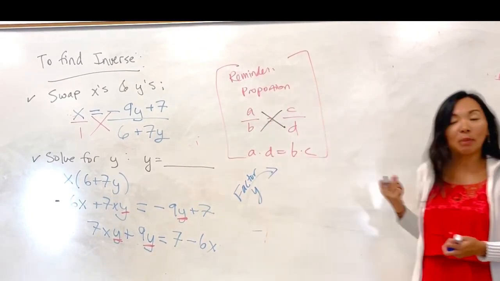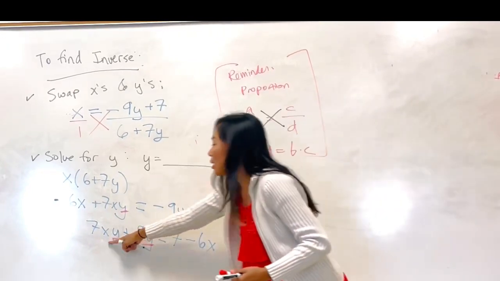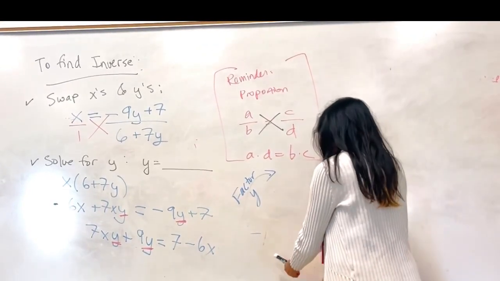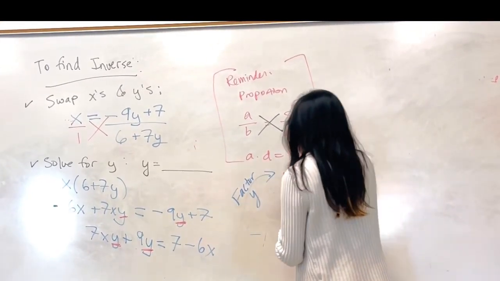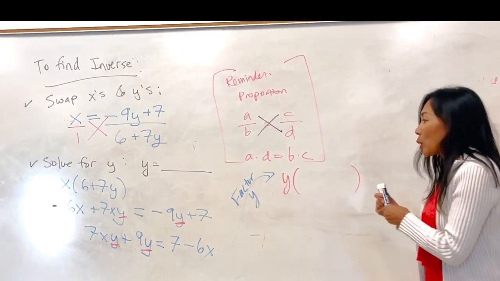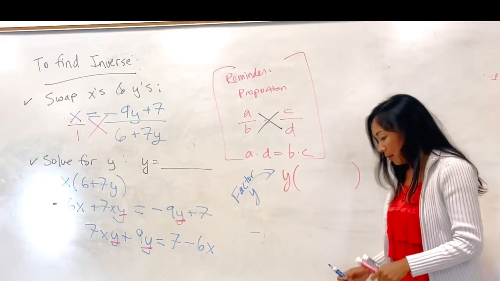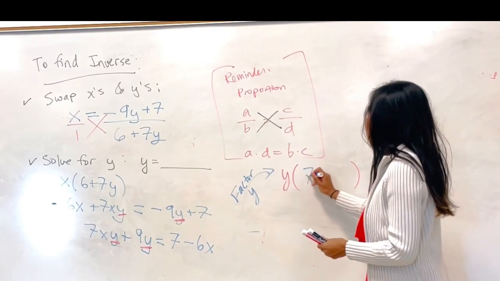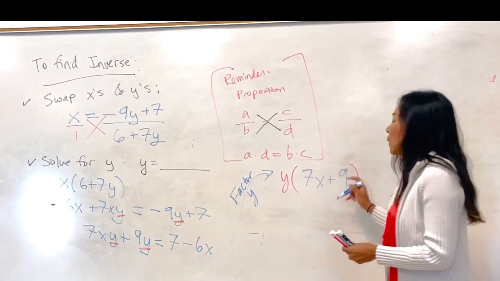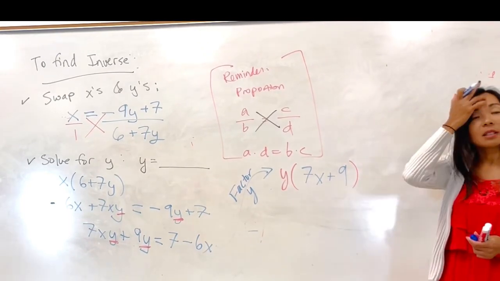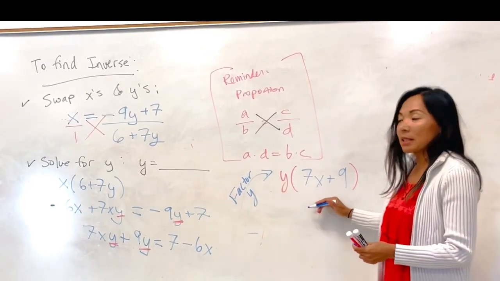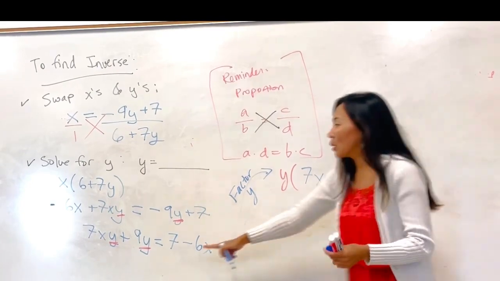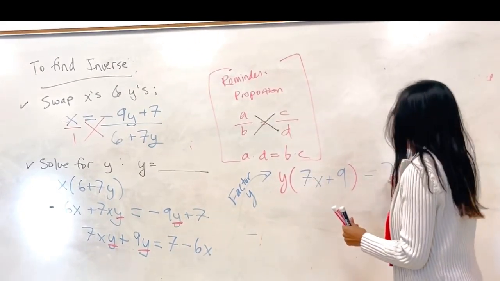Okay, I'm going to pull out my y from these two terms. When I factor it out, what do I get on the inside? 7x plus 9. Okay, 7x plus 9. Does anyone have any questions with factoring? 7x plus 9. You could always double check by multiplying through, and you get that, which is equal to 7 minus 6x, right?